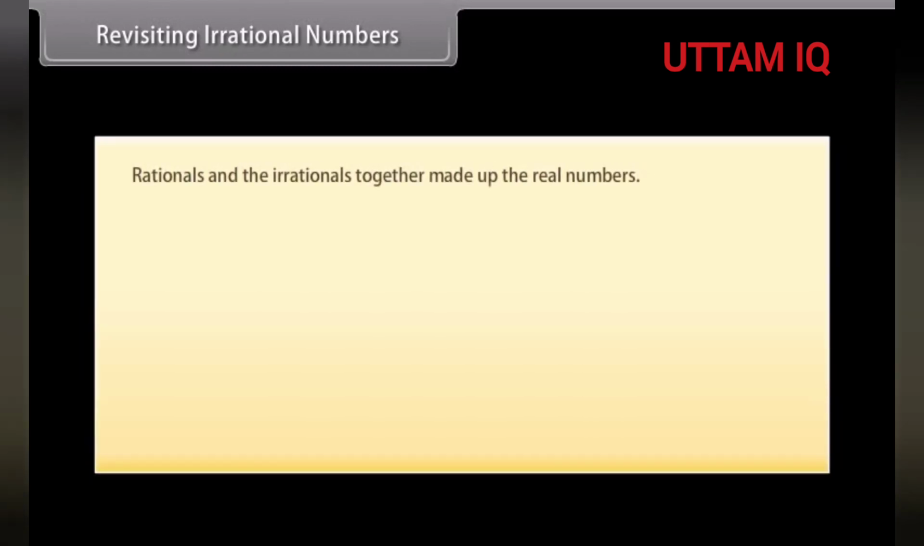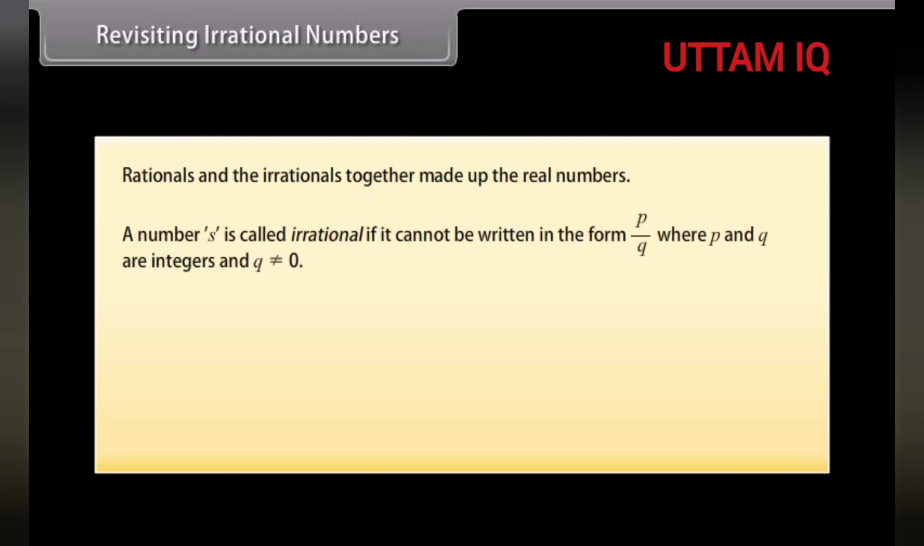Revisiting irrational numbers. We know that rationals and irrationals together make up the real numbers. A number S is called irrational if it cannot be written in the form p/q, where p and q are integers and q is not equal to 0. Irrational means not rational. The most famous irrational number is square root 2.